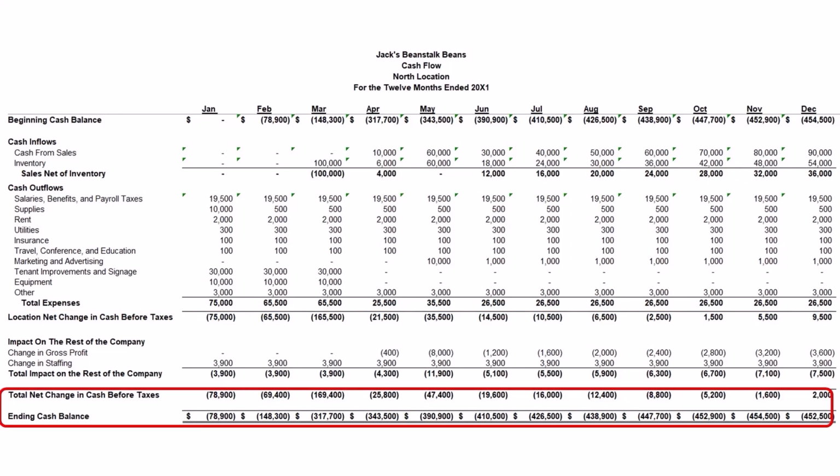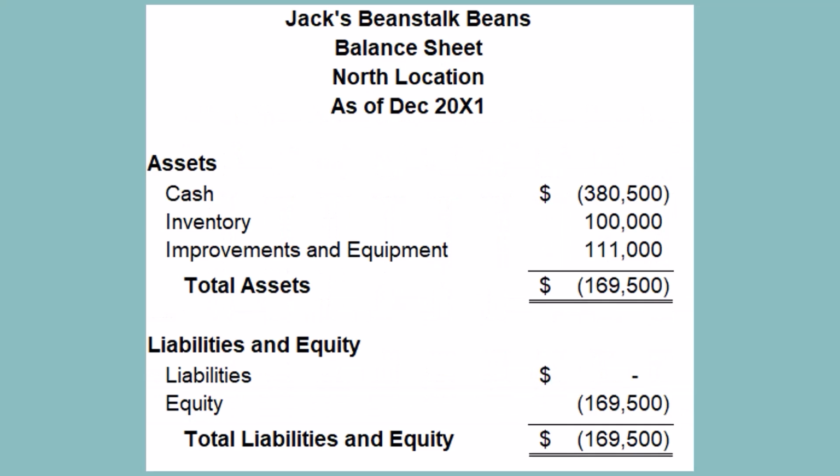I mentioned earlier that you might want to model the change in cash flow from tax deductions of the new location. The last line on the worksheet is a running total of the cash balance. Notice that the total cash consumed by the new location is $452,500, which is much higher than the $241,500 net loss on the contribution statement. The $211,000 difference between these two numbers lies on the balance sheet.